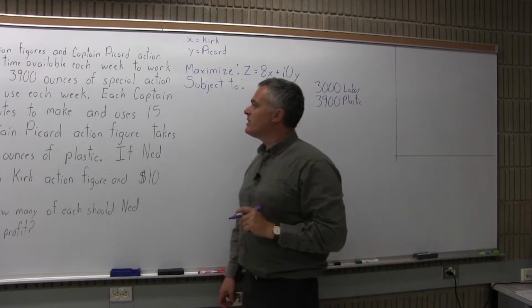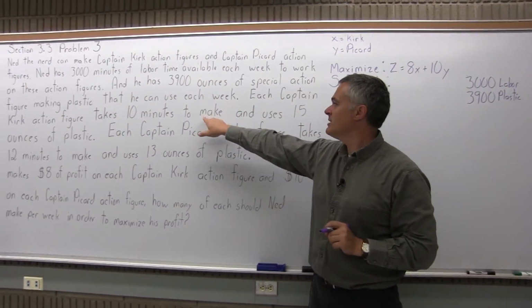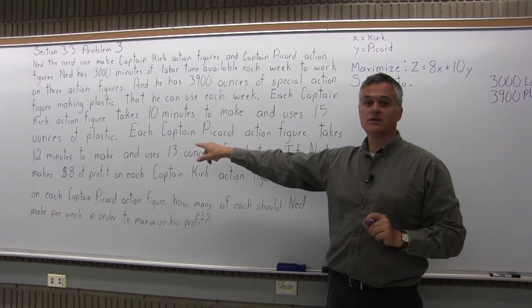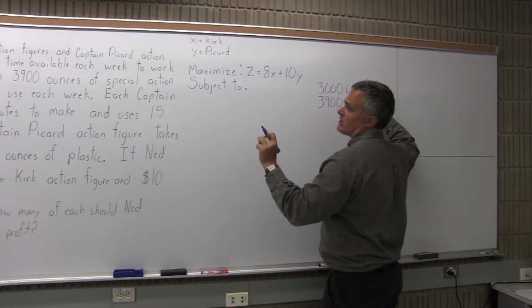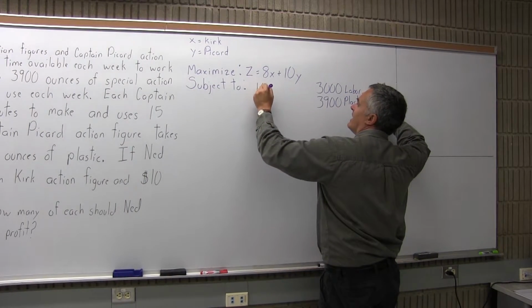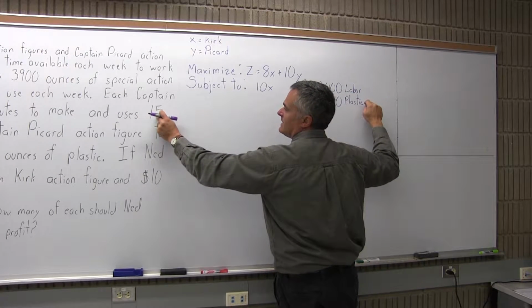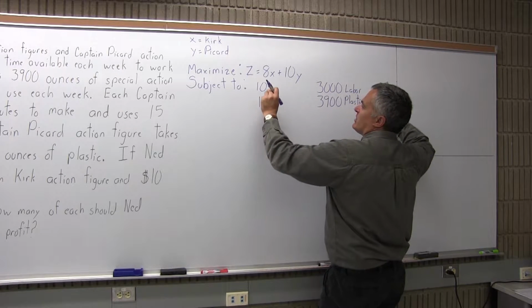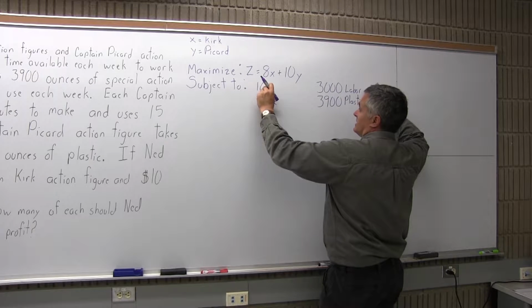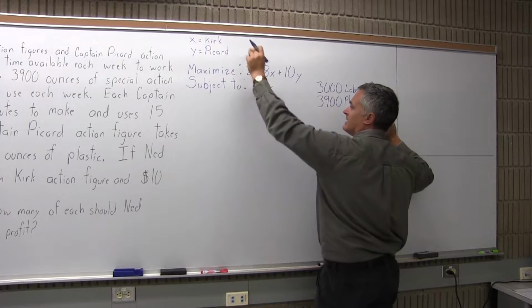Now as I read through it, it says each Captain Kirk action figure takes 10 minutes to make and uses 15 ounces of the plastic. So Captain Kirk is X. For labor, since Captain Kirk takes 10 minutes to make, we're going to have 10X. And in terms of the material, the plastic, each Captain Kirk takes 15 ounces of plastic. Again, Captain Kirk is X, so 15X. So you have 10X in the labor constraint because it takes 10 minutes to make a Captain Kirk, and 15X in the plastic constraint because it takes 15 ounces of plastic to make a Captain Kirk.